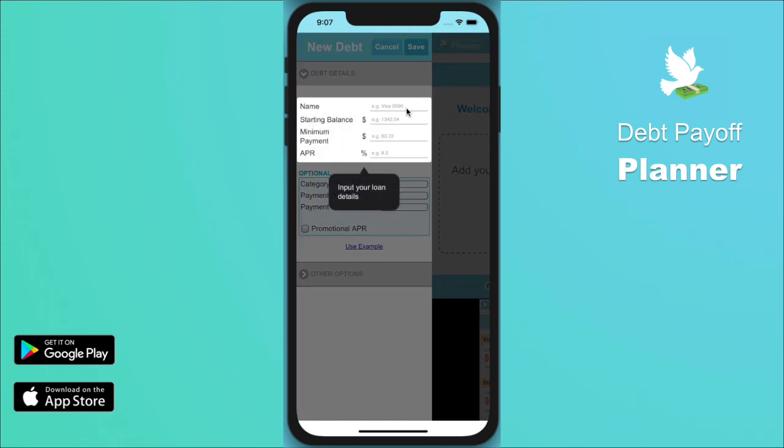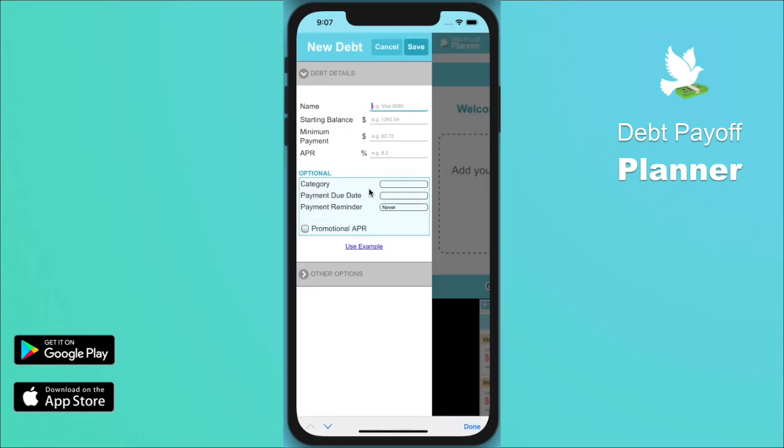So when we click the button, it's going to ask us for our loan details. The thing that's highlighted here is the minimum amount of information you can put in to generate a plan. There's also some optional information down here that can make more enriched charts, or if you have a promotional APR, we'll talk about that in a minute. But for now, let's just go ahead and input some data.